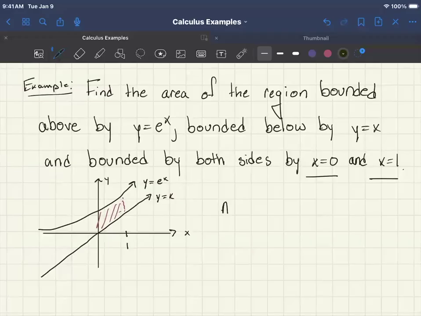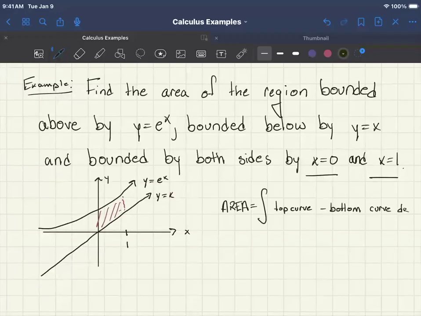When we're finding the area of a shape that is bounded by multiple regions, we want to take the top curve and subtract from it the bottom curve, right? And then dx on the backside.